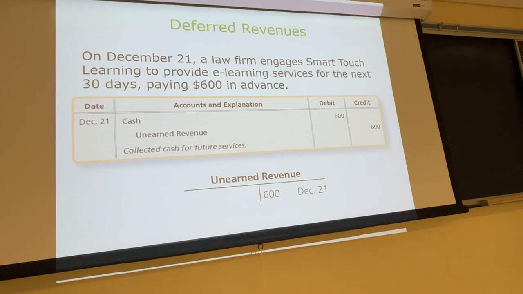So here's our initial journal entry. It says on December 21st, a law firm engages Smart Touch Learning to provide e-learning services for the next 30 days, paying $600 in advance. So they cannot recognize this as revenue yet because it is not earned. They have not provided the services yet. So the journal entry here is they debit cash, they credit the liability account called unearned revenue for the $600.